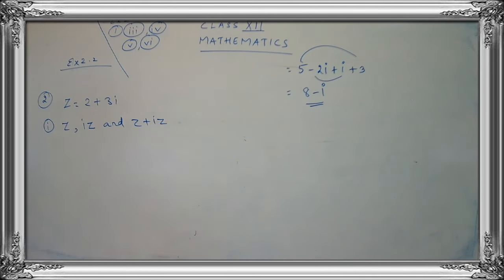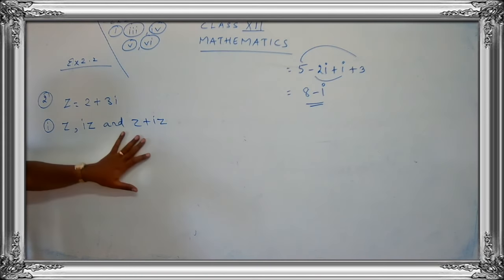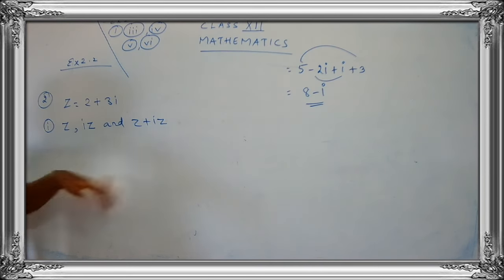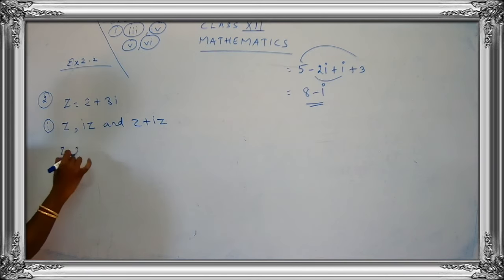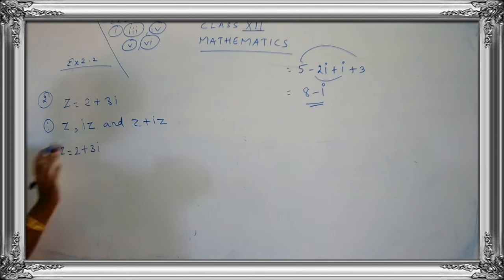So here we have 3 parts to be found. I have to know the value for z, the value for iz, and the value for z plus iz. Z I know because it's already given in the question. So I'll write z is equal to 2 plus 3i. No change over there.